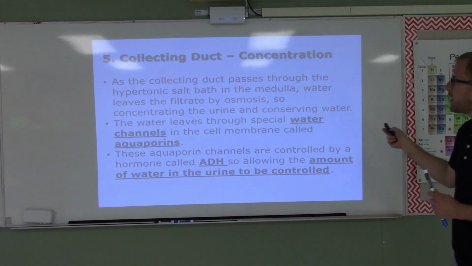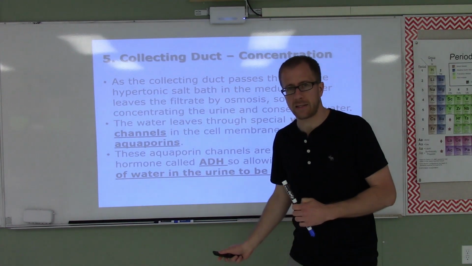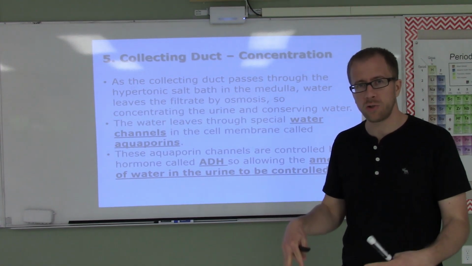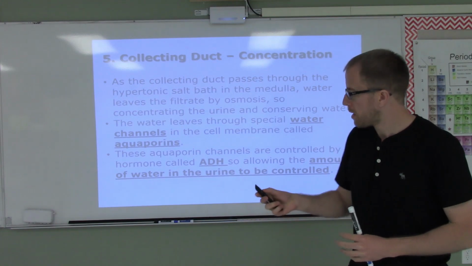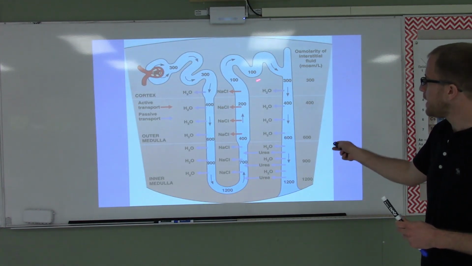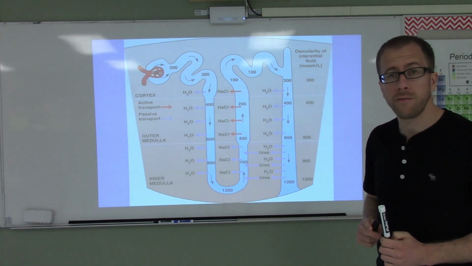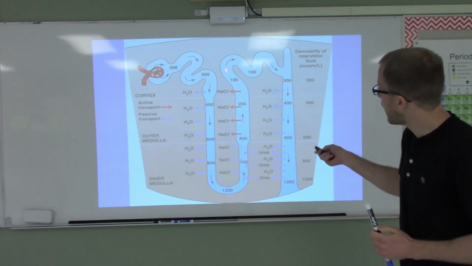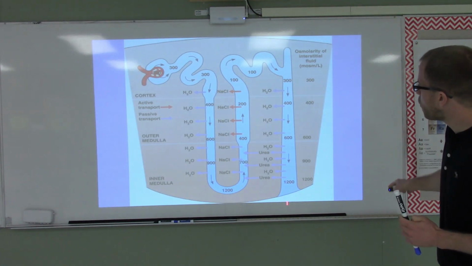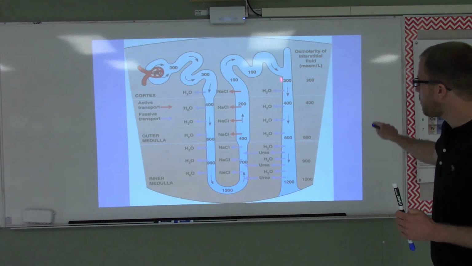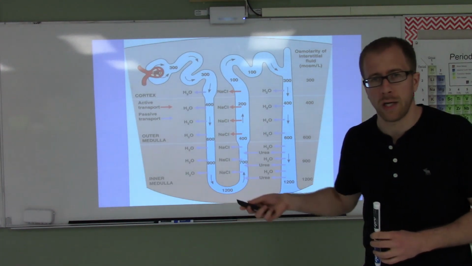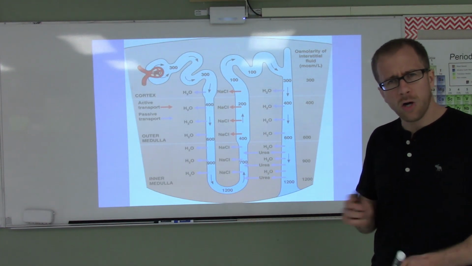And then last but not least is the collecting duct. So the collecting duct is where the final concentration of your urine happens. Because if we look right here, you can see that it's quite dilute in the distal convoluted tubule. Right? It is quite dilute here. And we can make it much more concentrated as it passes down the collecting duct and into the medulla. But it doesn't always happen.